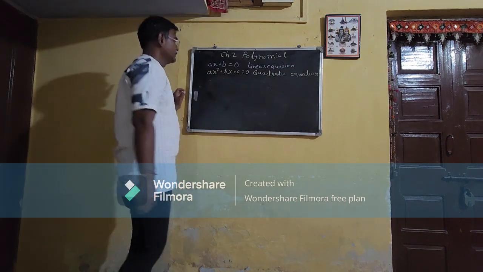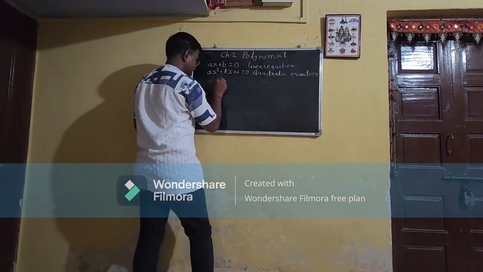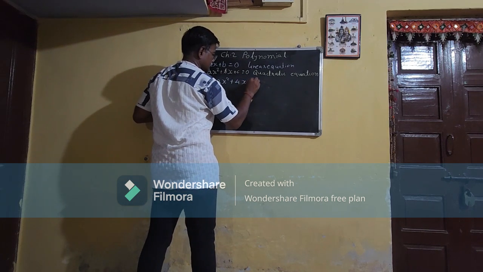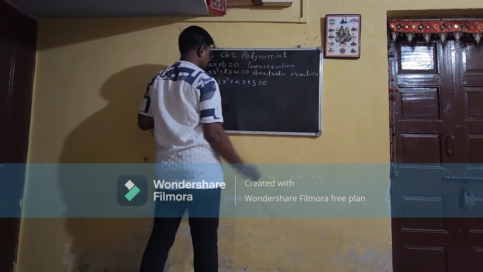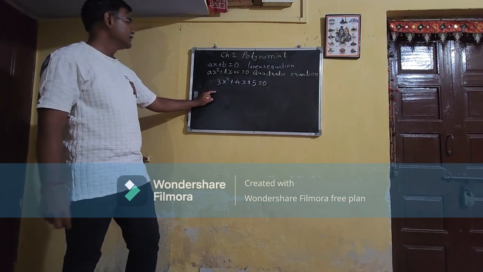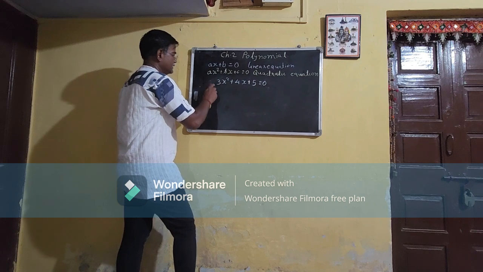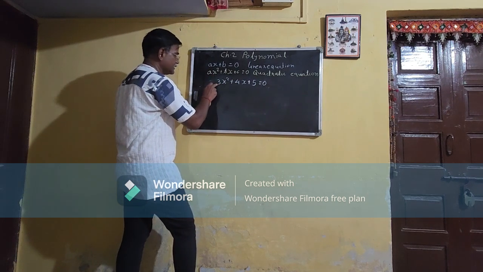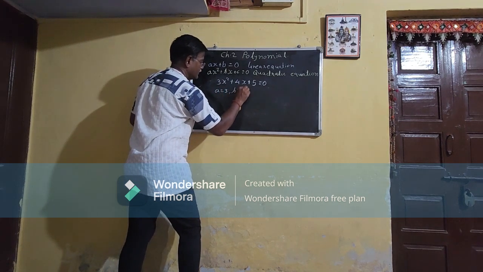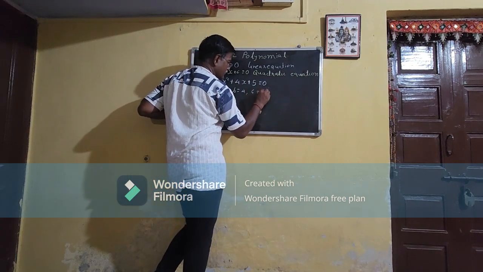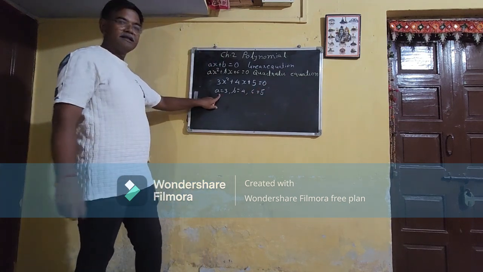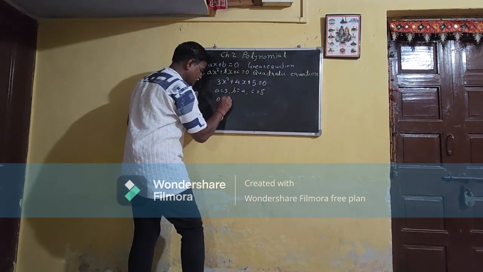If we are taking a quadratic equation, 3x square plus 4x plus 5 is equal to 0, when we compare it with the general quadratic equation, the coefficient of x square is a equal to 3, b is equal to 4, and c is equal to 5. It means a is greater than 0.